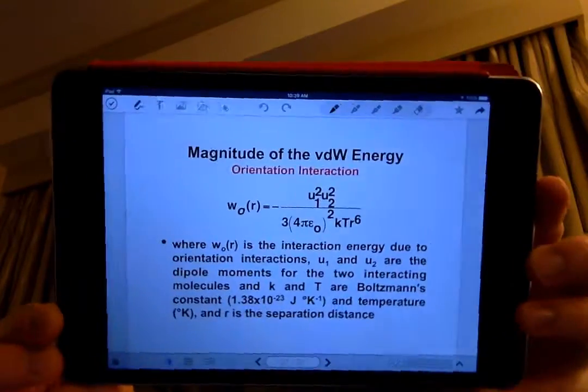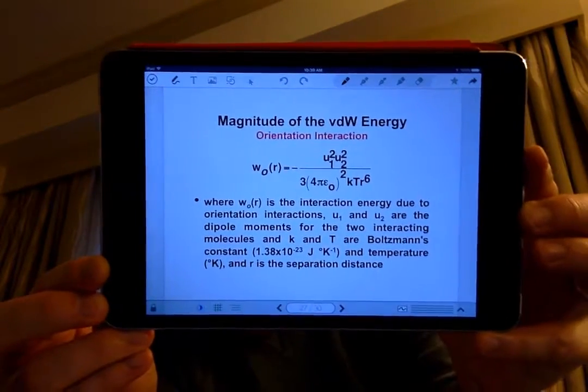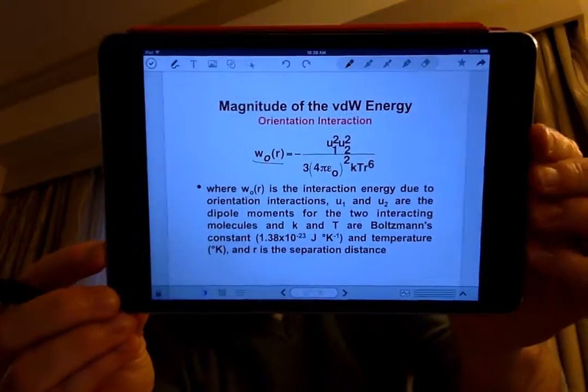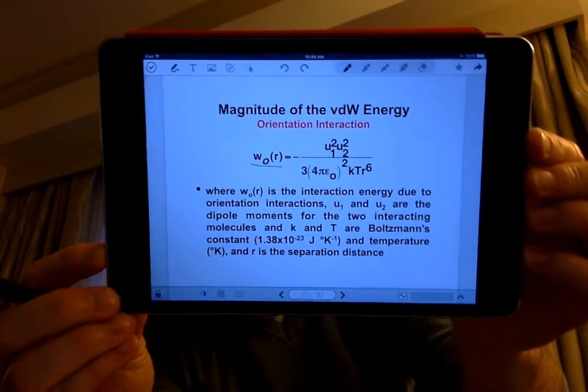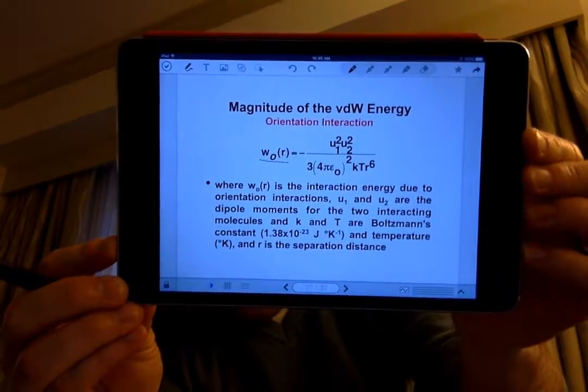So we can also do the same thing for orientation interactions. You can look at this equation right here, and it tells us that the energy of the orientation interaction is a function of r, and that's exactly what this says. W_0(r) is the energy of the orientation interaction as a function of separation distance, and is now due to the dipole, because orientation interactions are dipole-dipole. So here is the dipole-dipole part.